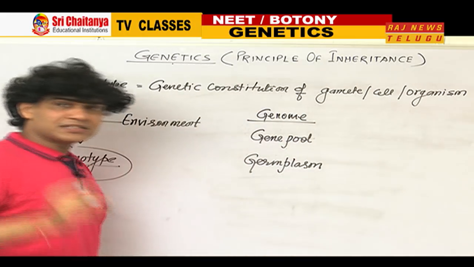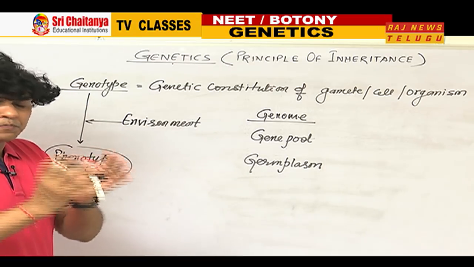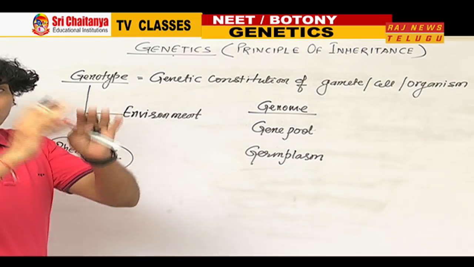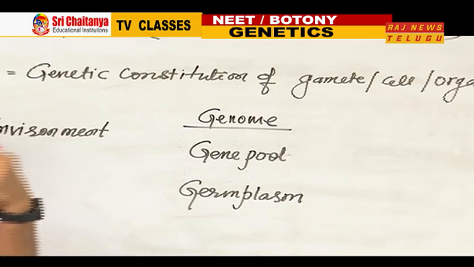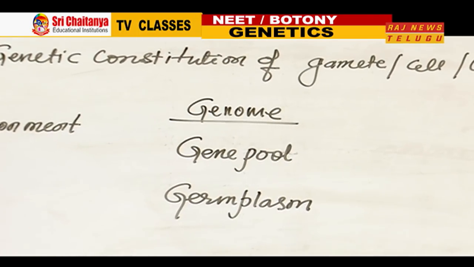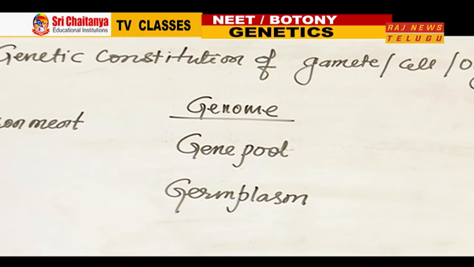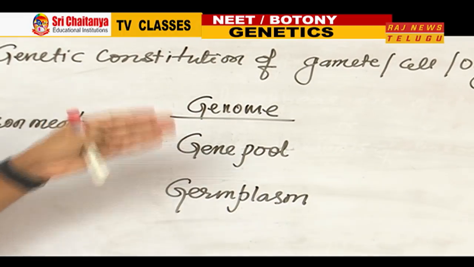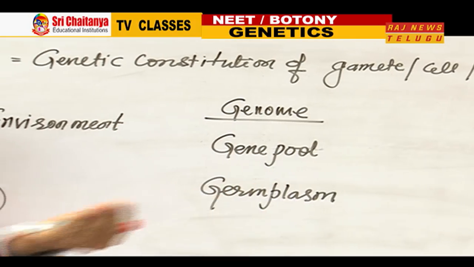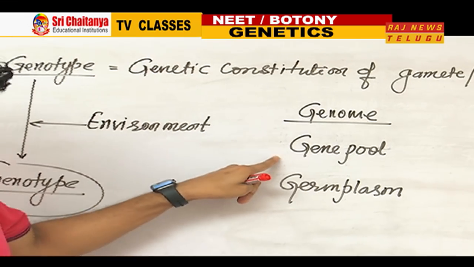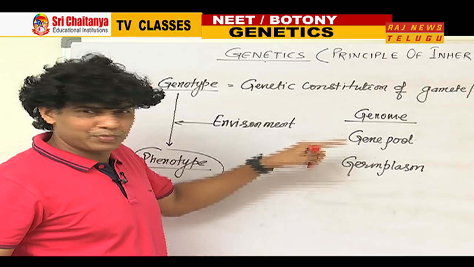Genome means the complete set of the genes present in one set of chromosomes. I have two sets of chromosomes in each cell, one maternal set, one paternal set. So all the genes present on my maternal set of chromosomes is one genome. All genes present on my paternal set of chromosomes is my another genome. Similarly, the sum total of all the genes present in all the individuals of a population is called gene pool. Means gene pool is a very big collection of genes as compared to genome.